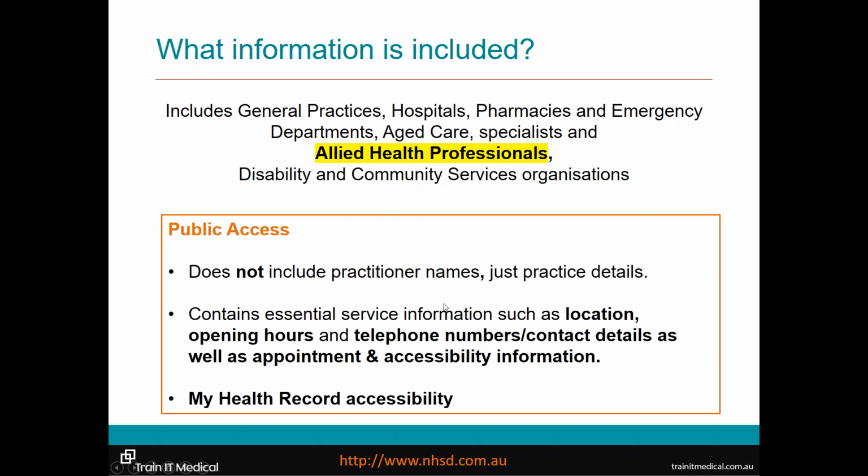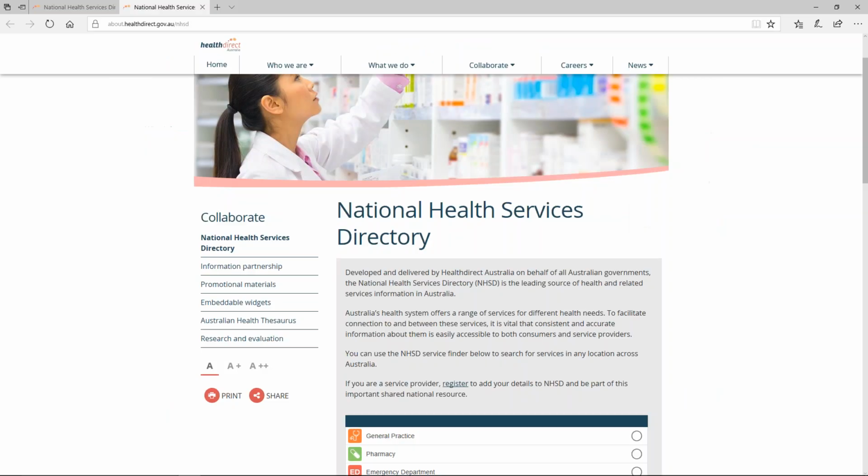Please know it doesn't include names, just practice details, but does include essential service information such as location, opening hours, telephone numbers, and my favorite topic, My Health Record accessibility. So I'm just going to have a quick look again and see. We've got a lot of occupational therapists, orthoptists, exercise physiologists. We've got quite a mix of people attending tonight. I'm just going to go back to that National Health Services Directory.